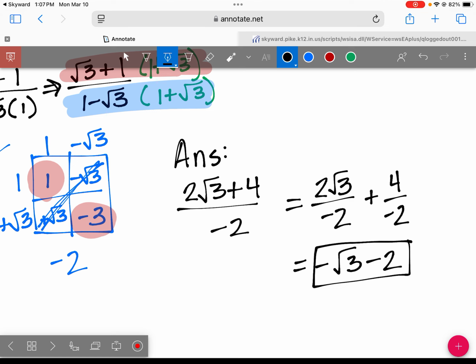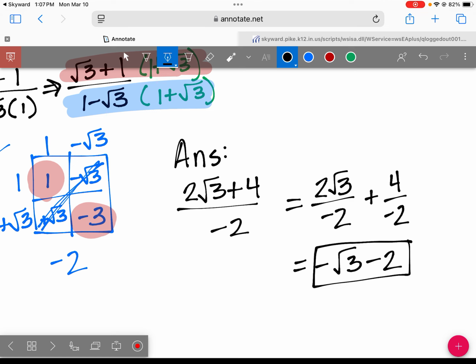I know tangent is like the cousin that don't nobody talk to because they do too much. Like tangent is doing too much. So with that answer, like the 2 root 3 plus 4 over negative 2, again, 4.5 or something. 4.5 out of 5. Yeah, that's good. That's why I say that's still good.